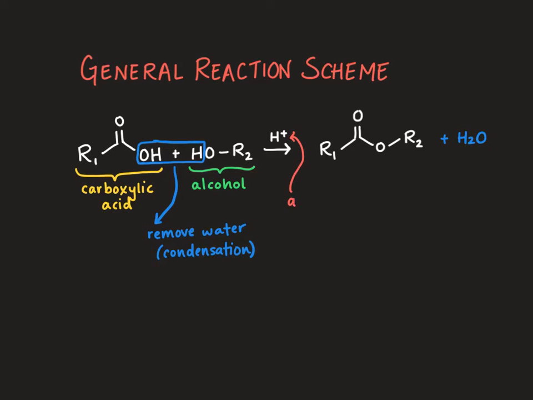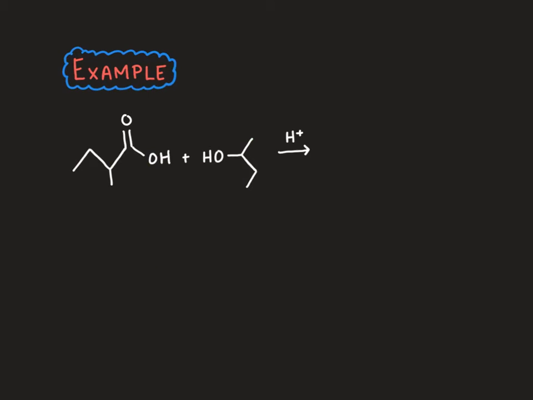So if you remember from thermochemistry, a catalyst is something that is present in the reaction, but is not used up. It's not actually part of the reaction, so it's regenerated during this reaction. So at the end, we have our R1 group from our carboxylic acid, and we have our R2 group from our alcohol. And the two are bonded by an ester linkage. So we're going to look at an example now.